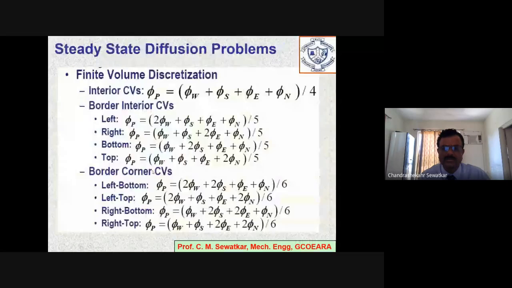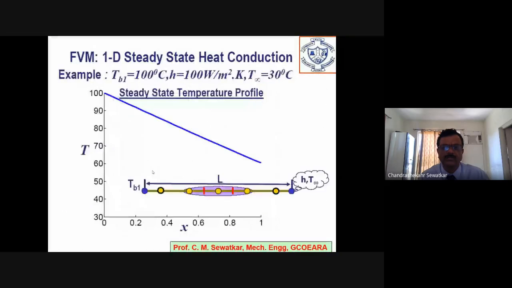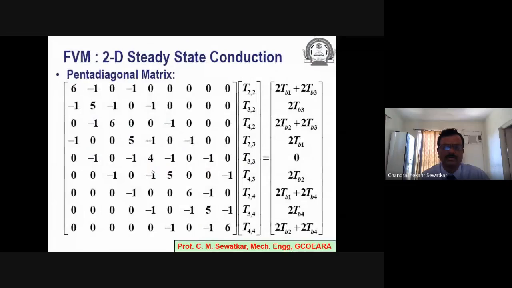I am sharing with you here a solution for 1, 2, 3, 4, 5, 6, 7, 8, and 9. That is a small 3 by 3 matrix. This is what I am considering, that is, 9 cell centers.